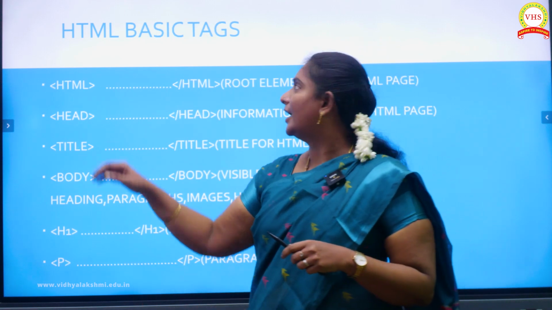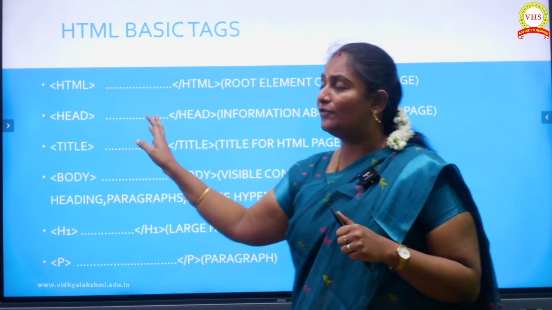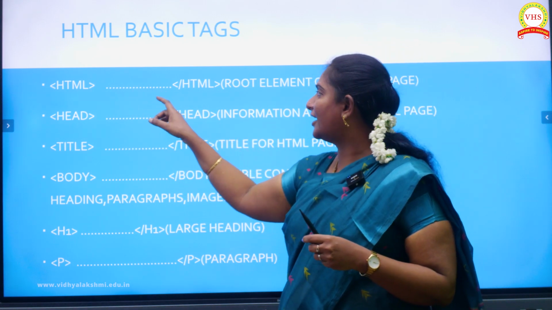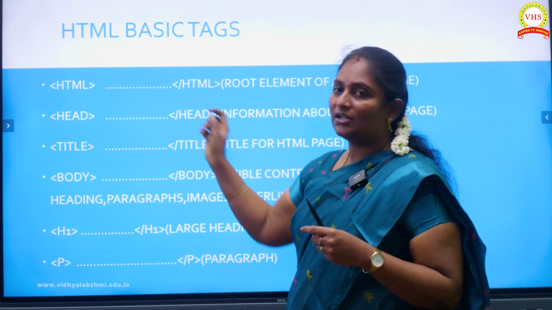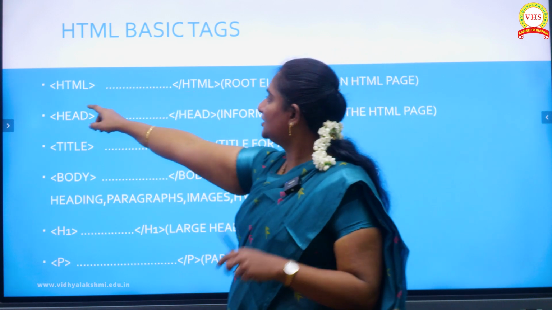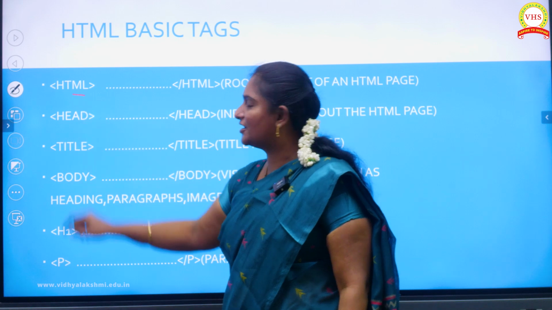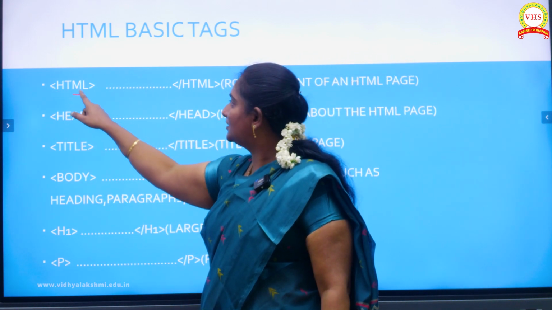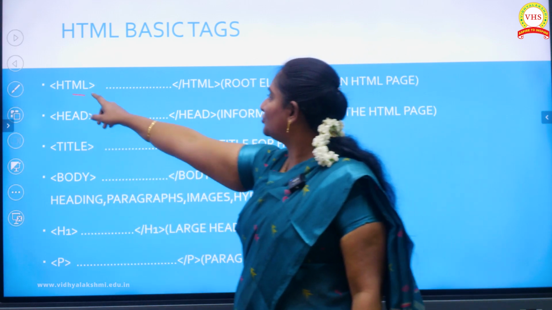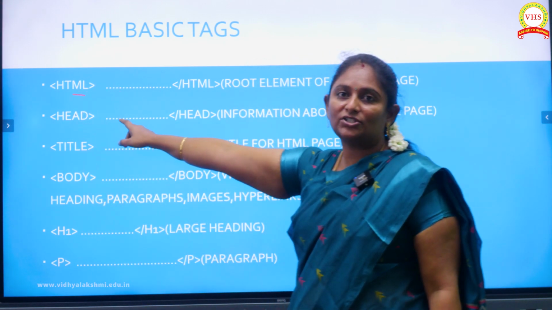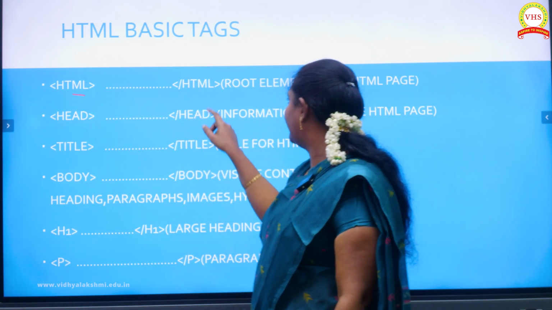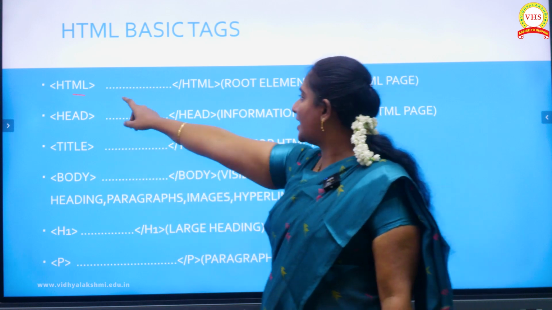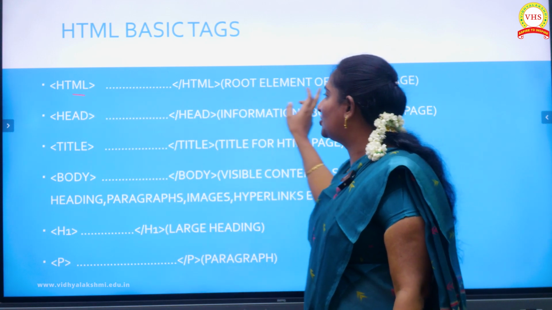So let's see now the HTML basic tags, one by one. The first tag is HTML, which should be written inside angle brackets. Look at this: you always have to write the HTML element with the less than symbol and the greater than symbol. Every tag, every HTML element, has a start tag and an end tag. This is the root element of an HTML page.